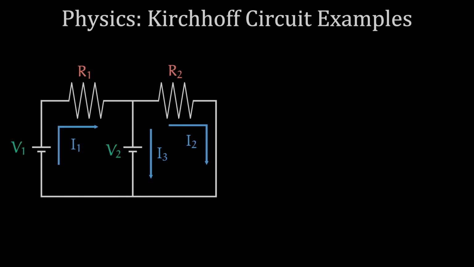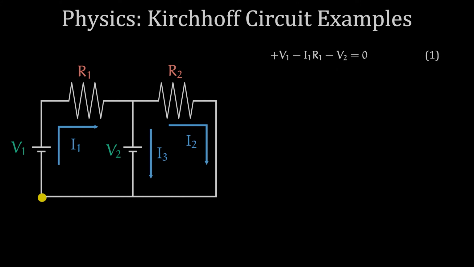Here we have two batteries, two resistors, and I've labeled 3 currents. Starting with the loop rule at the bottom left, we cross the first battery, gaining potential V1. Then we cross the first resistor, losing potential I1 times R1. Then we go down the middle, losing potential V2. Completing this small loop, we get our first loop equation.